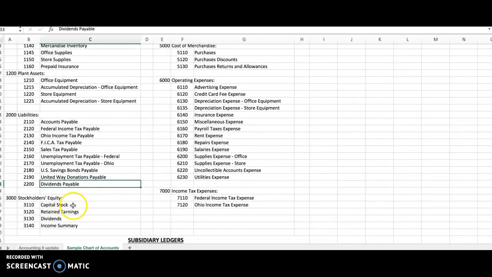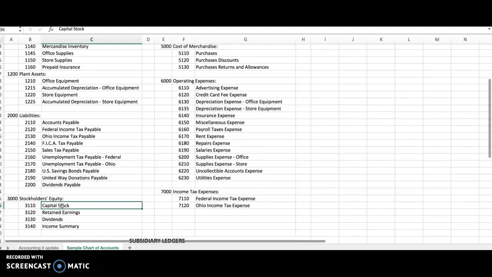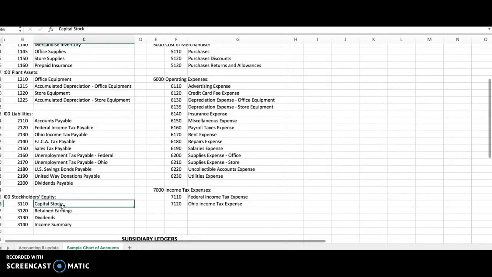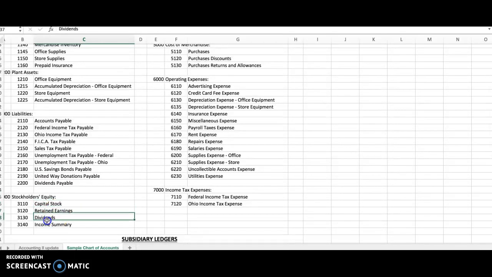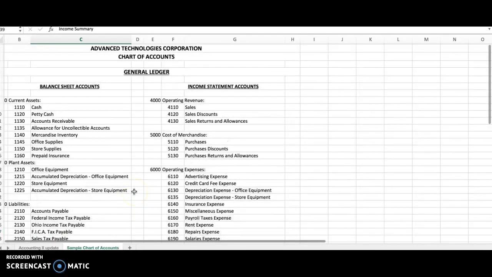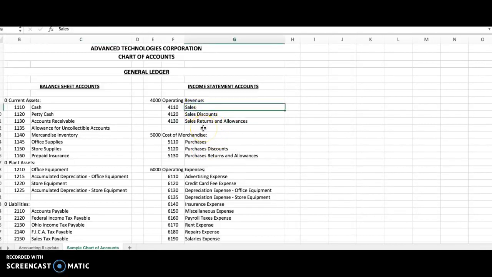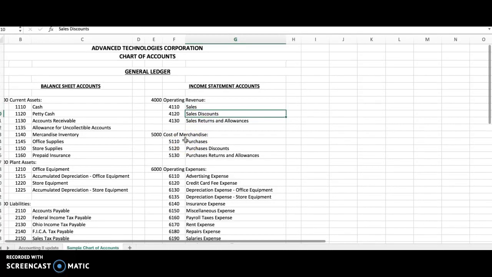Stockholders' equity now, instead of one account, has several. In this case it is a corporation, so we have something called capital stock, retained earnings, dividends, and then the income summary account that we learned about in topic 9. We still have that. Let's take a look at income statement accounts. Now not only do we have a revenue account called sales, we have something called sales discounts. And we'll talk about how that is handled if we are giving a customer a discount for some reason.